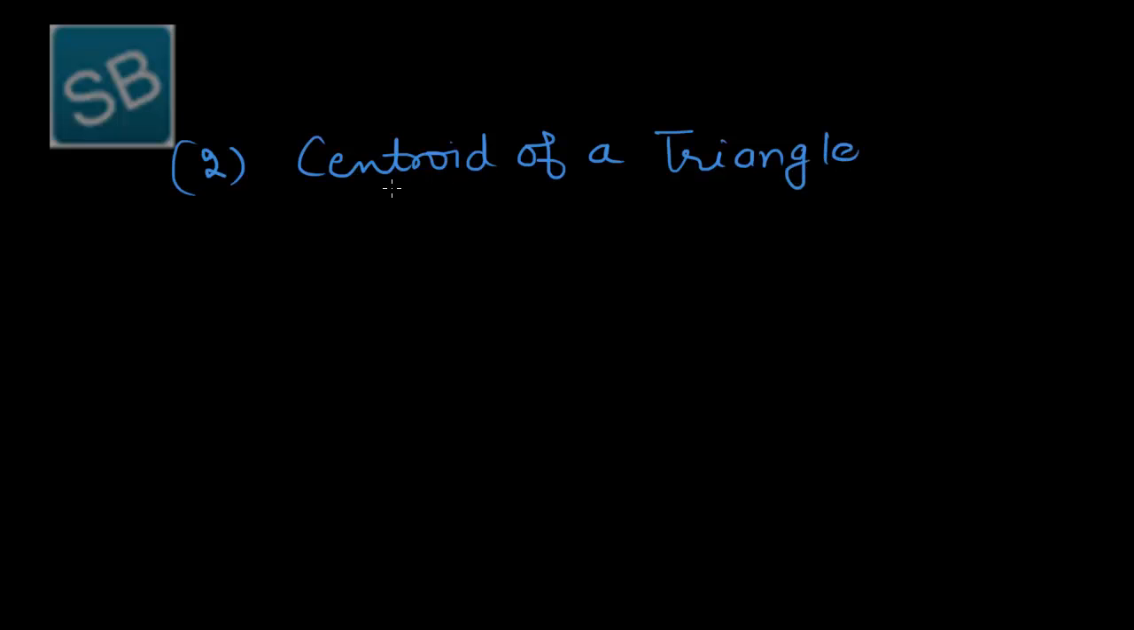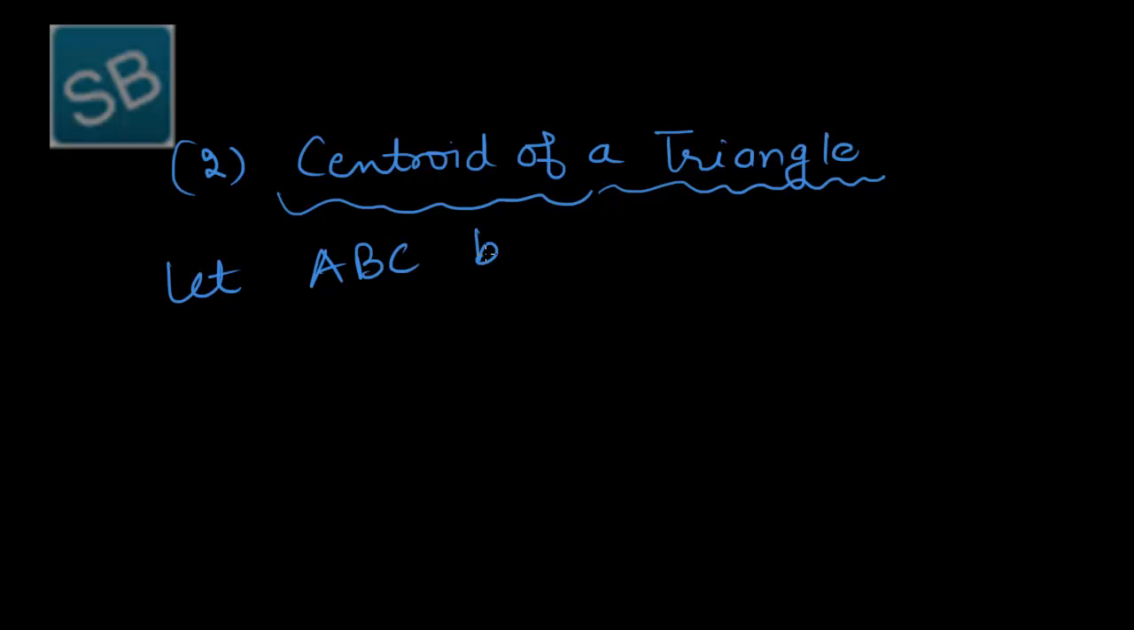What is the definition of centroid? Centroid is the meeting point of all the medians from the three vertices, and that point divides the median in the ratio 2:1. That point is called the centroid of the triangle. So we have to find the centroid of a triangle by using section formula. Let ABC be a triangle in R cube space.